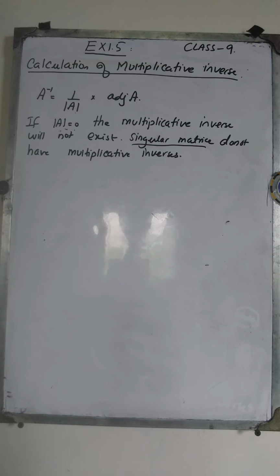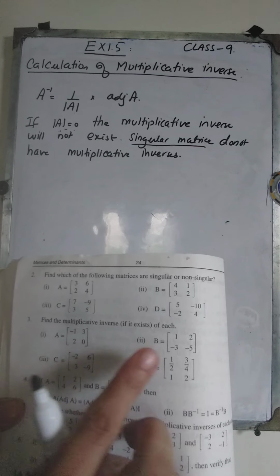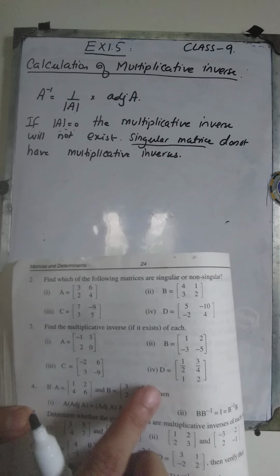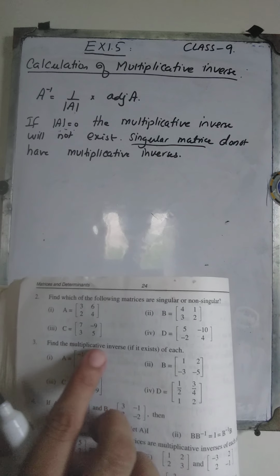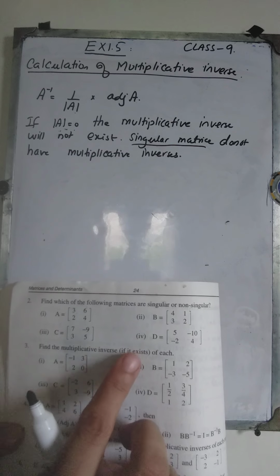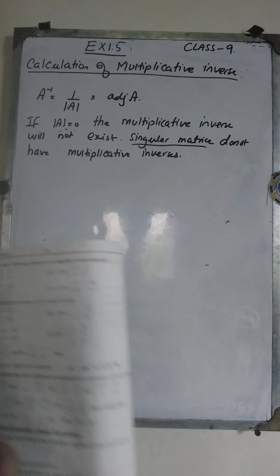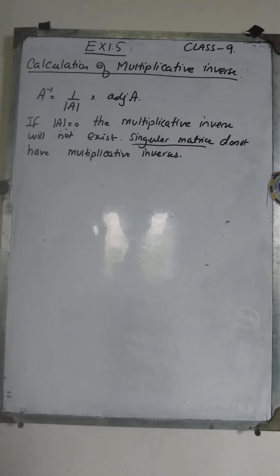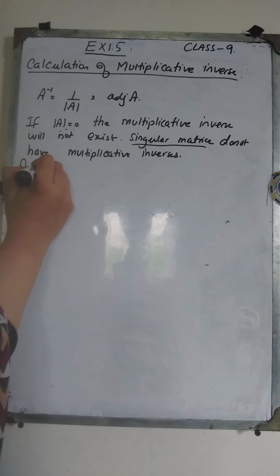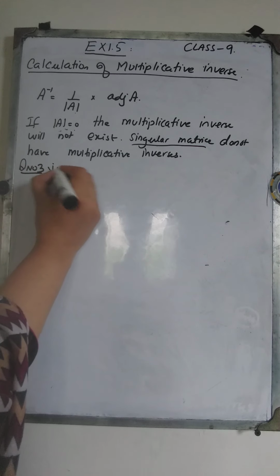Okay, so for practice, let us do question number 3. We are given the matrices A, B, C and D, and they are asking us to find the multiplicative inverse of each, if it exists, that is, if the determinant is not equal to 0. So we are going to find, for example, question number 3, part 1.